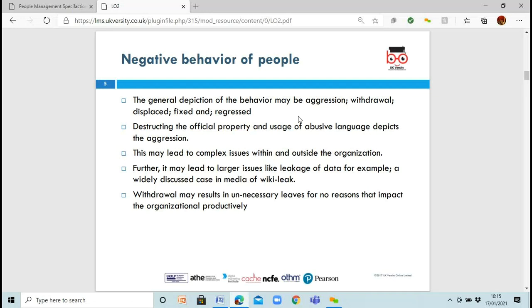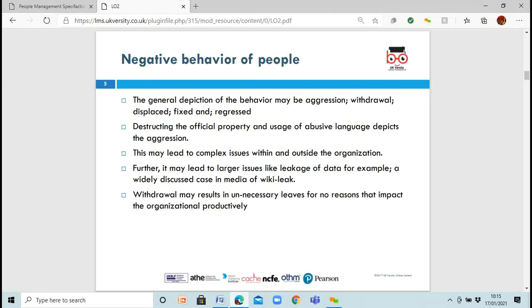Now, on the flip side again is the negative behavior of people. So we generally depict negative behavior as aggression or being withdrawn or displaced or even having a fixed and regressed nature. Negative behavior can also be associated with destroying official property, using bad language or being aggressive towards other team members or just in general. This can actually lead to complex issues in and out of the organization.